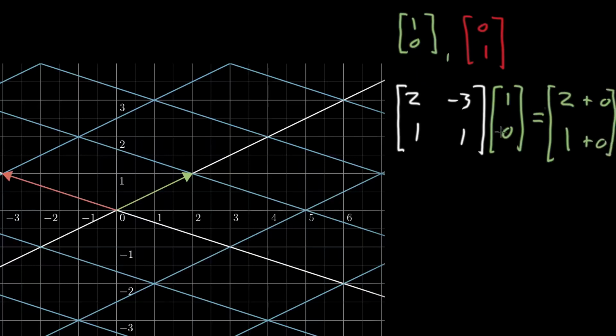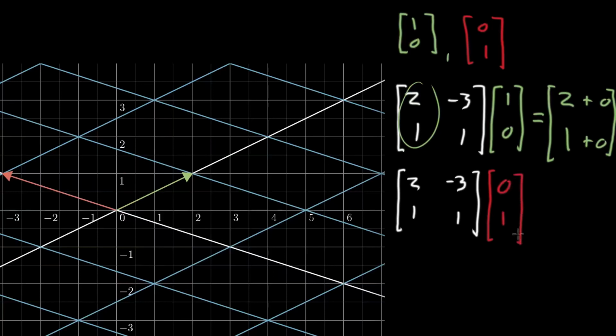So the only terms that actually mattered because of this 0 down here was everything in that first column. And similarly, if we take that same matrix, 2, 1, -3, 1, and we multiply it by 0, 1 over here, by the second basis vector, what you're going to get is 2 times 0, so 0, plus that element in that second column, and then 1 times 0, so another 0, plus 1 times 1, plus that 1. So again, it's kind of like that 0 knocks out all of the terms in other columns.